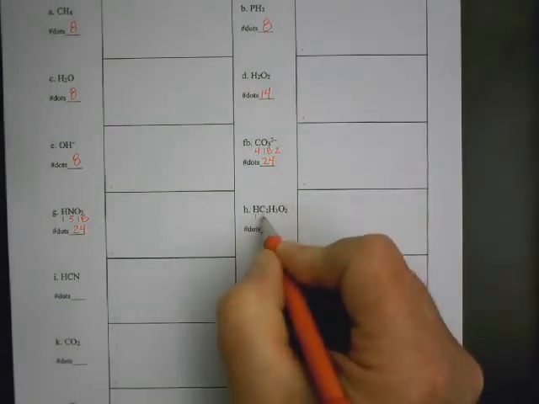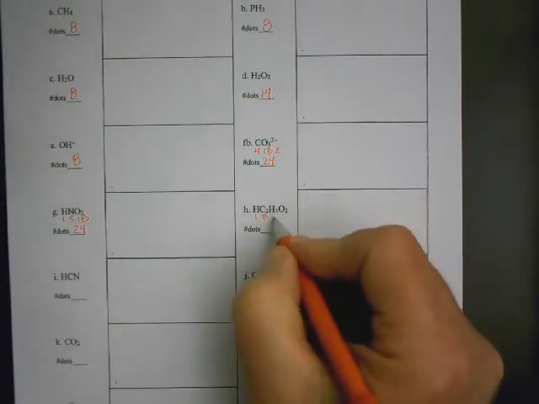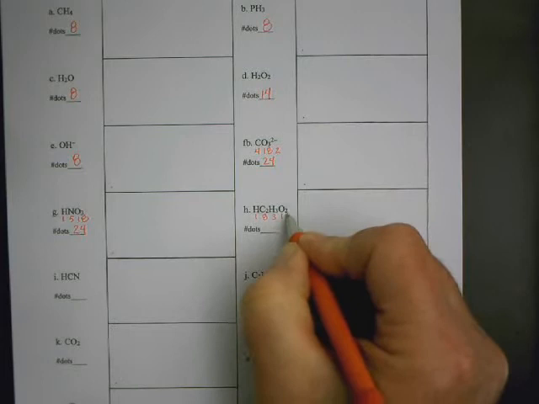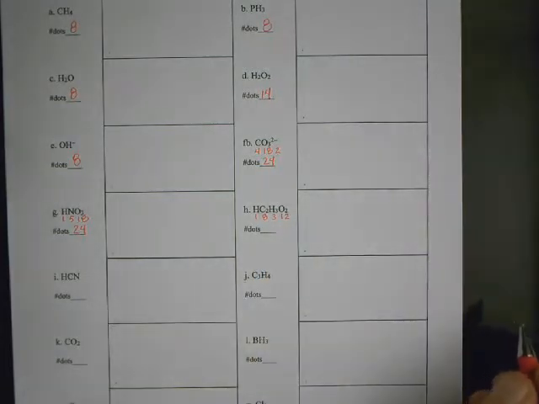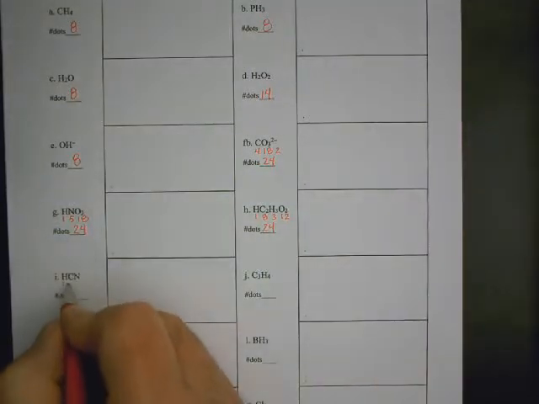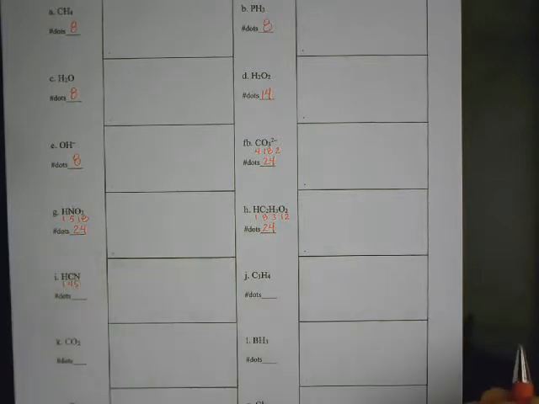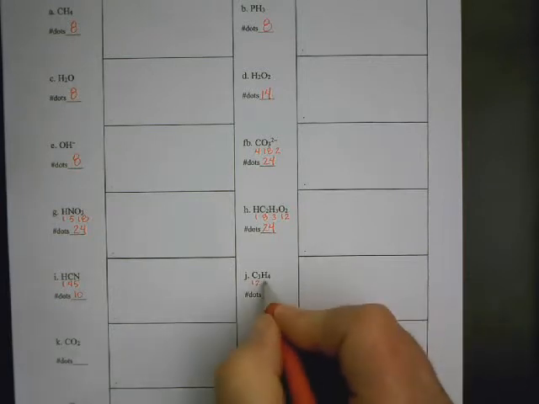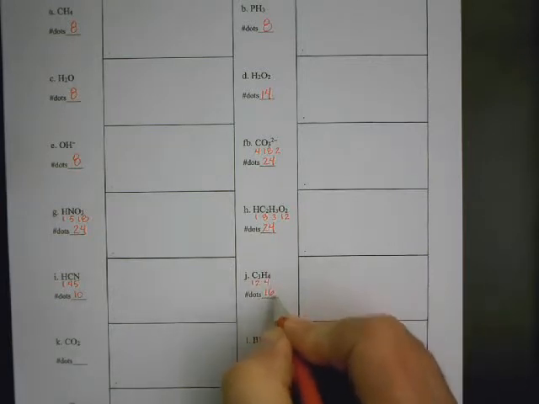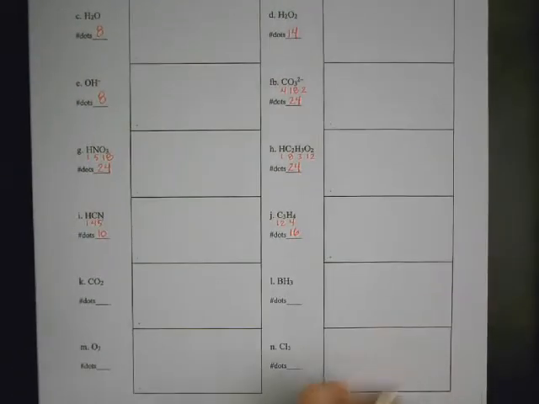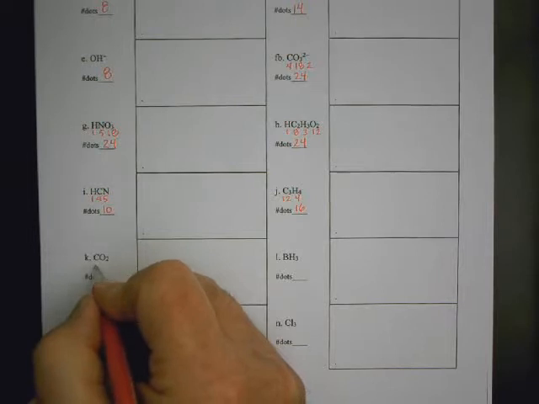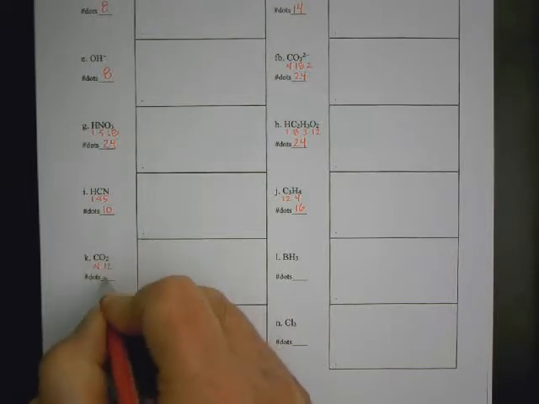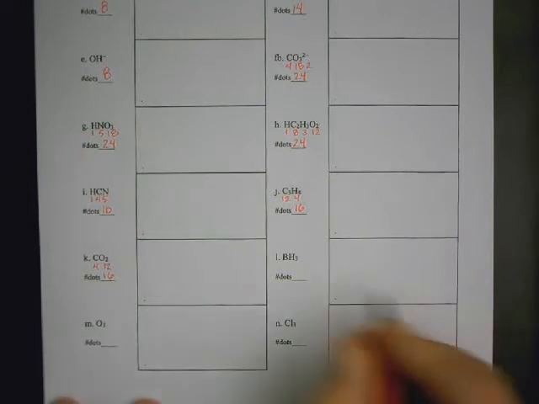So here I have 1 for the hydrogen, another 8 for the 2 carbons, 3 for the 3 hydrogens, 12 for the 2 oxygens, 24. Here I have 1, 4, and 5. So that's going to get me to 10. 3 times 4, that's 12. Each carbon has 4, 3 of them, that makes 12. And 4, so that gives me 16. 1 carbon, 2 oxygens, 4 and 12, another 16.